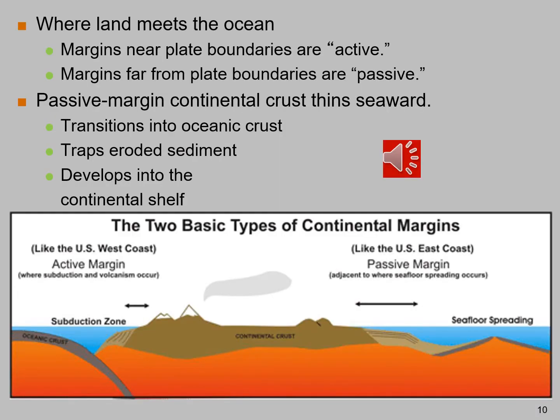It is very important to know the difference between a passive and an active margin. Associated with continental plates are both passive margins and active margins. Passive margins occur on the border of the continental plate that is adjacent to spreading centers. They have a very wide continental shelf and have no volcanism or earthquakes. An example of this is along the eastern seaboard of North America.